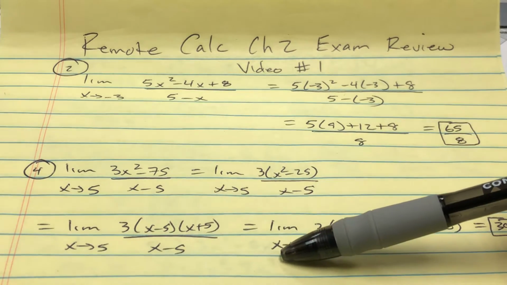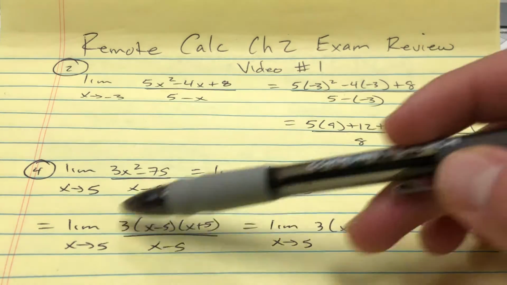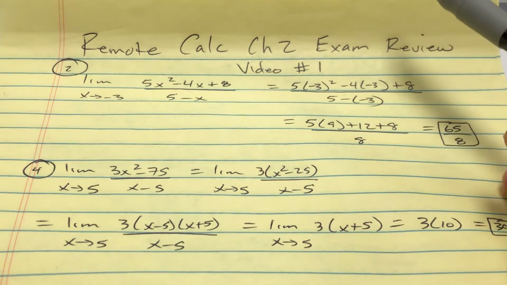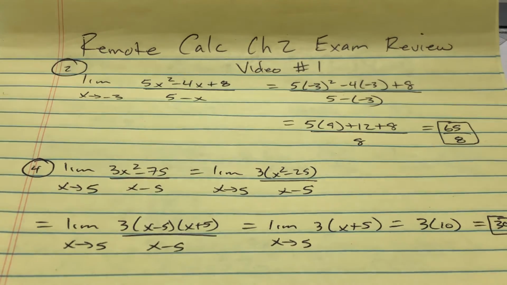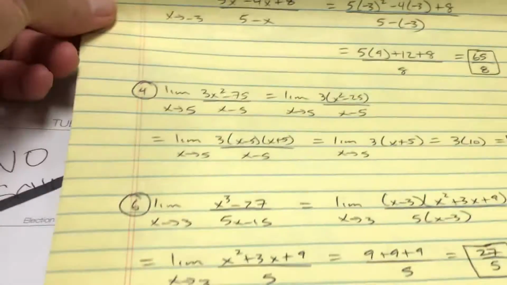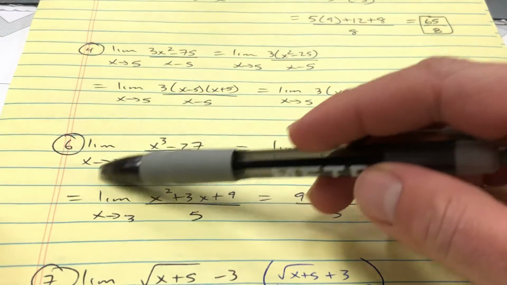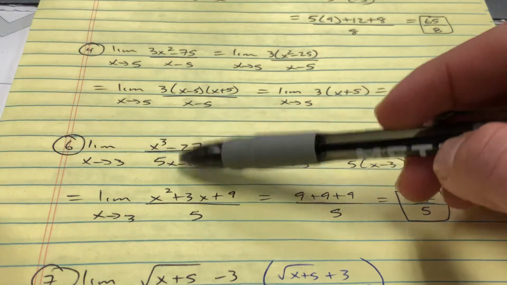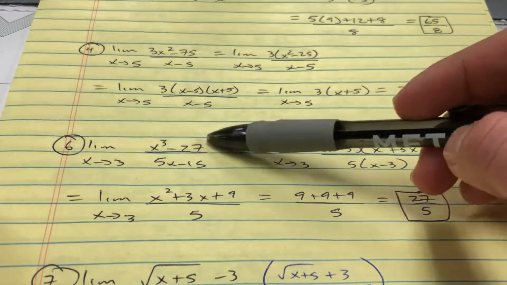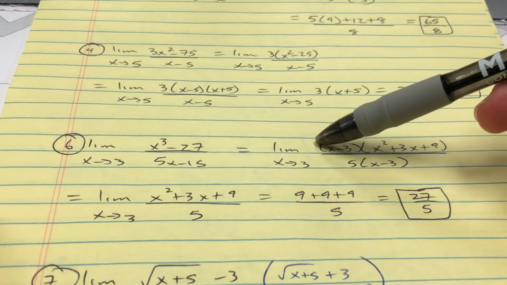You have the limit as x goes to 5 of 3 times this. Make sure to write the limit as x goes to 5 until you plug 5 in for x to get 30. All right, again, pause this whenever you need to. There's a lot of work shown. The limit as x goes to 3 of this rational function, x cubed minus 27, the difference of two perfect cubes. That is x minus 3.